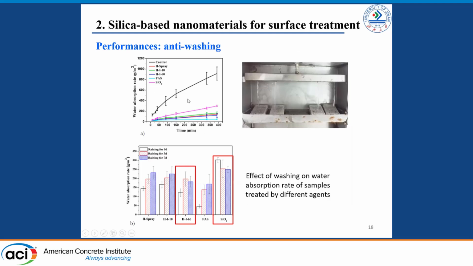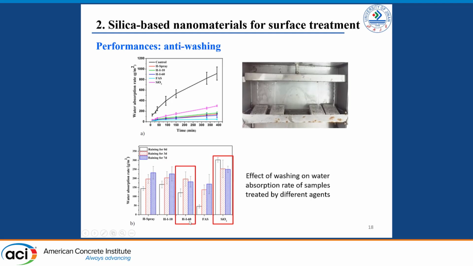And then we can see the performance of this hybrid material. When comparing to the control sample without any treatment, the water absorption rate can be potentially reduced. And this kind of effect can last a very long time under the anti-washing simulation. You can see here the effect of washing on the water absorption rate of samples treated by different agents.